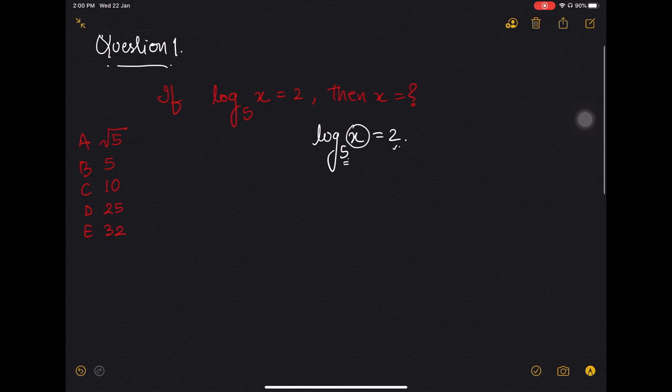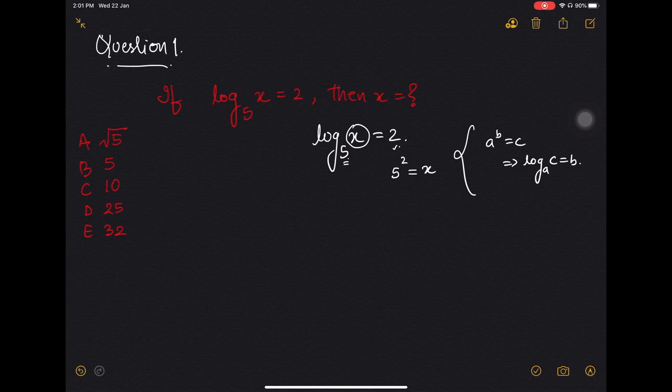So I can change this to 5 raised to power 2 is equal to x. What I'm using here is that log base A of B equal to C means the same thing as A raised to C equals B. Now that I have A as 5 and C as 2, I can write this in exponent form as 5 raised to power 2 is equal to x. So x will become 25. So the correct answer will be D.